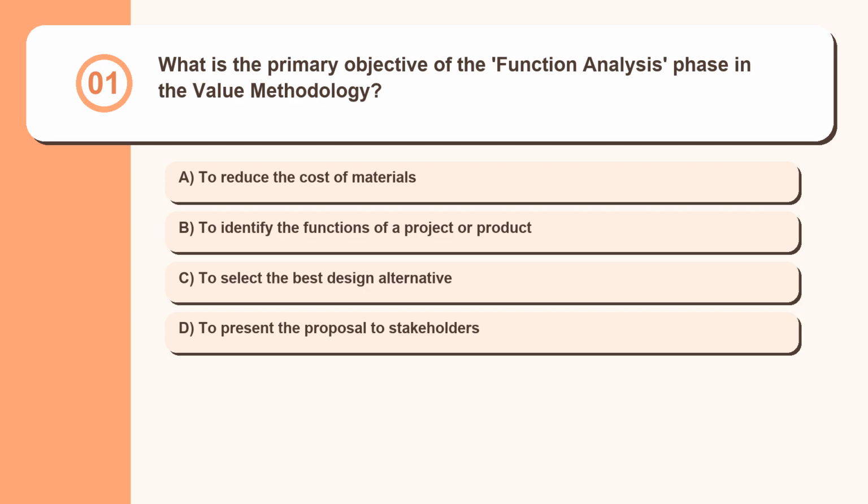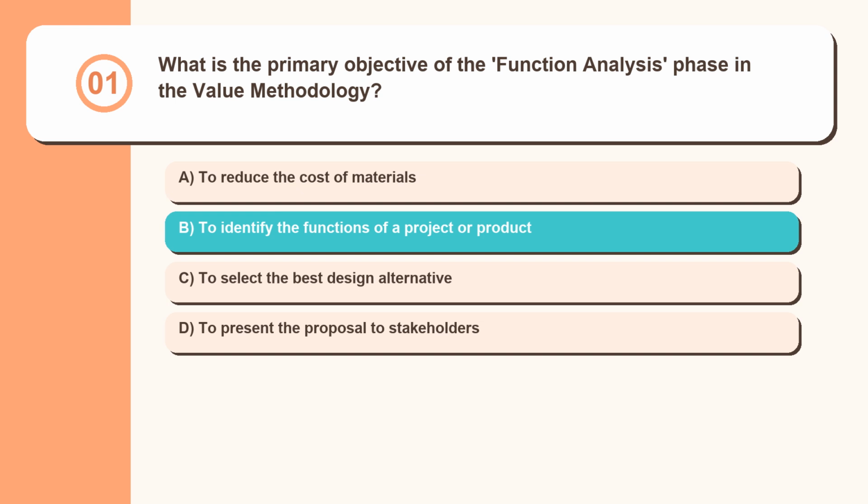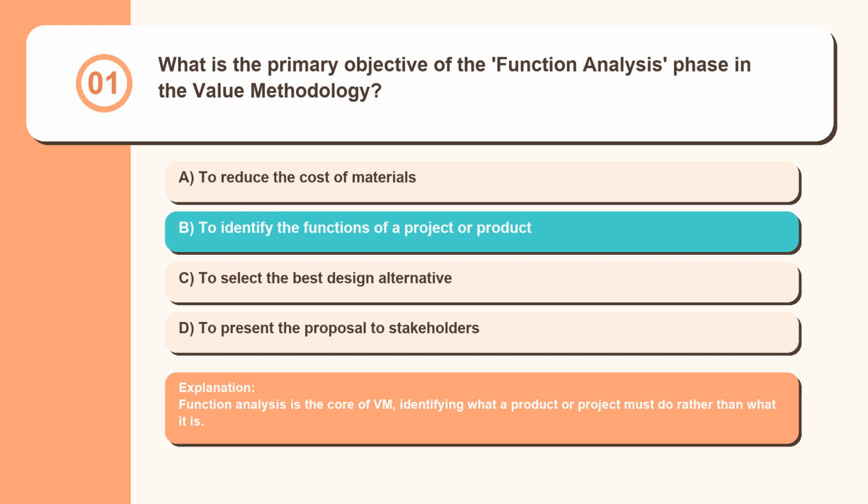Question 1. What is the primary objective of the function analysis phase in the value methodology? To reduce the cost of materials. To identify the functions of a project or product. To select the best design alternative. To present the proposal to stakeholders. Function analysis is the core of VM, identifying what a product or project must do rather than what it is.